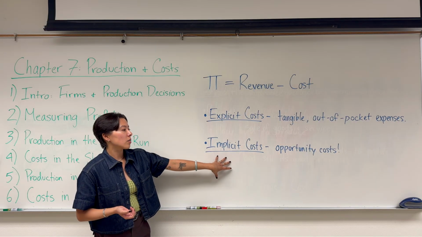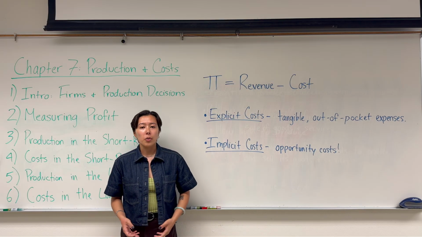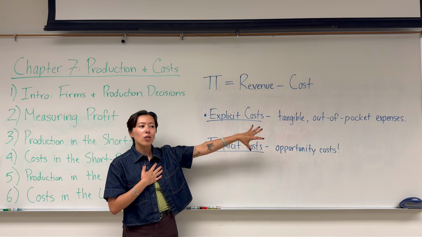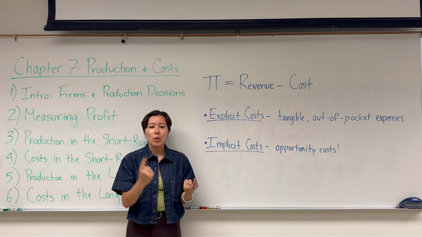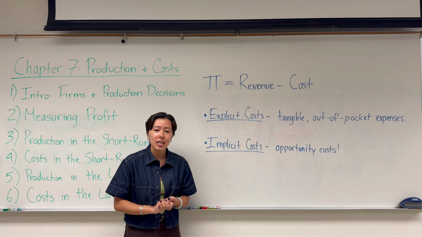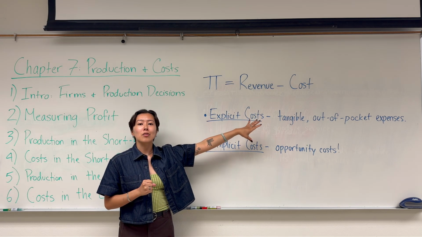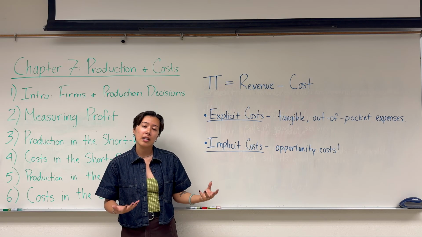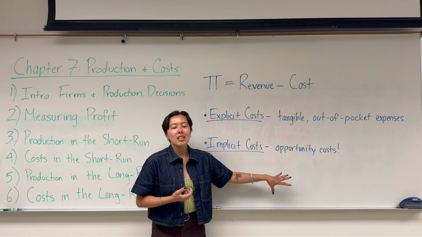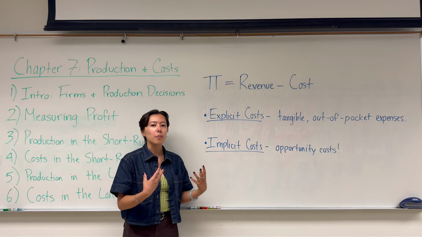But implicit costs, which are of particular interest to economists, are our opportunity costs. So if I decide to open up a pizza shop and I spend $50,000 getting my pizza shop all set up, renting out the building, buying the pizza oven, hiring my employees, getting all of my ingredients, my explicit cost to run the pizza shop is that I've spent that $50,000 to buy all of the inputs that I need, right? But my implicit cost, or my opportunity cost, is whatever I'm missing out on by choosing to spend that $50,000 on my pizza shop.